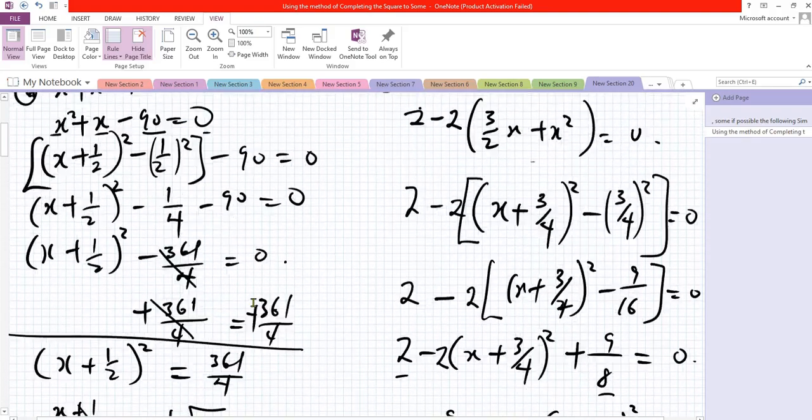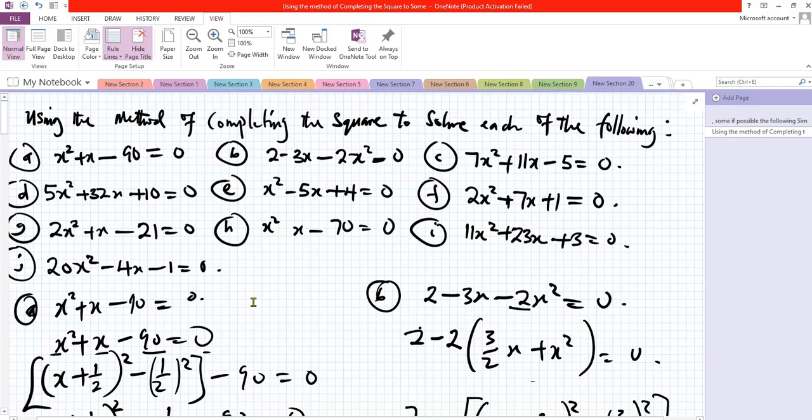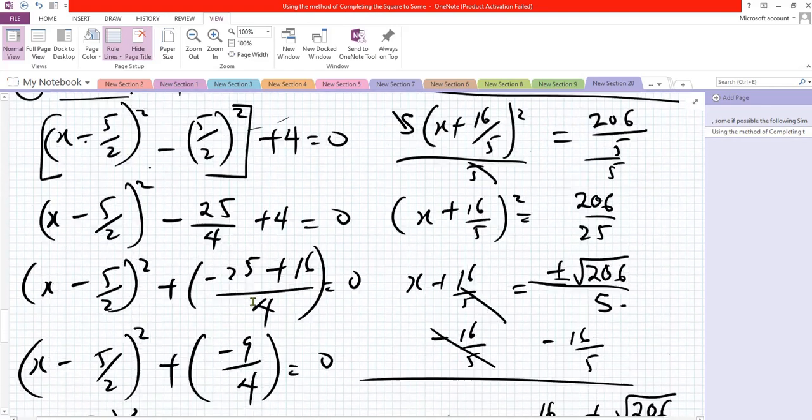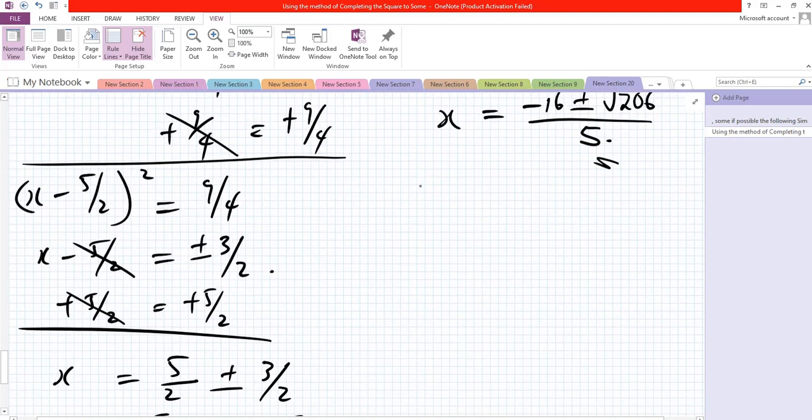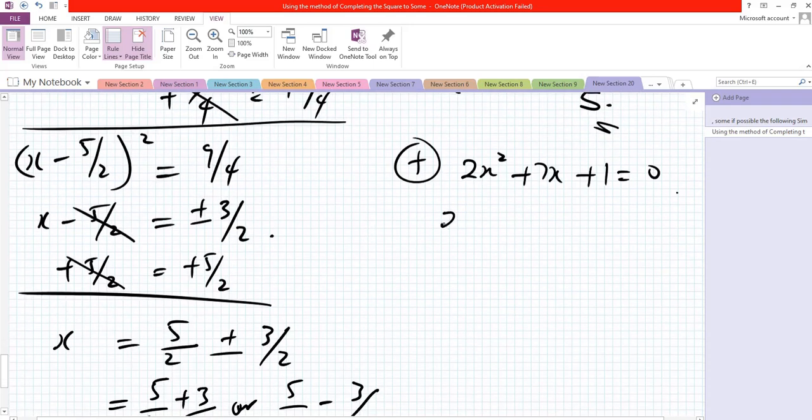But the next question is 2x squared plus 7x plus 1. That is f. 2x squared plus 7x plus 1 equal to 0. Now to do this, you first factor this. 2 will now be, 2 divide 2x squared will give you x squared. 2 divide this will give you 7x over 2 plus 1 equal to 0.